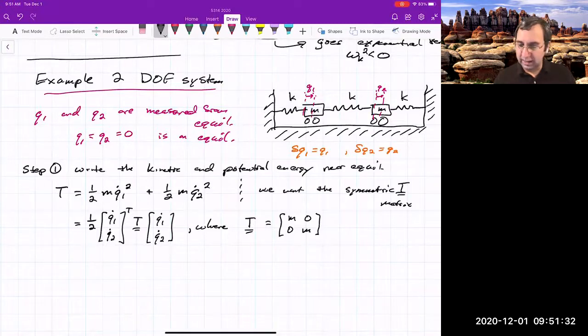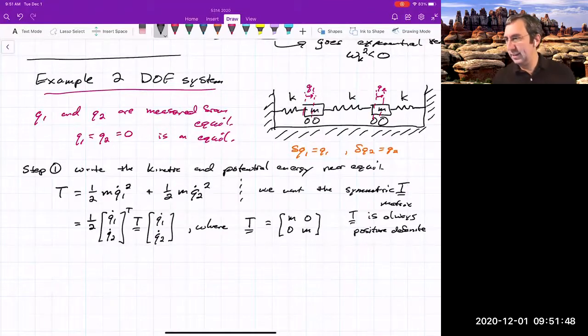And that's true for the kinetic energy matrix. T is always positive definite. So that's a stronger condition than symmetric. Symmetric could have other things going on. Positive definite means that we're always going to get something positive for T here, or 0 if both of the velocities are 0. So that was the kinetic energy.